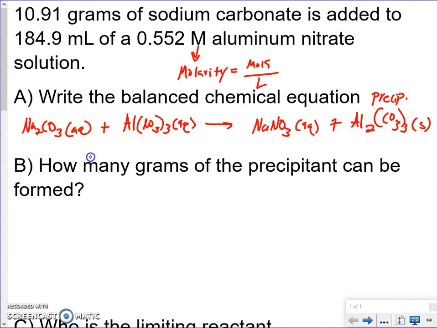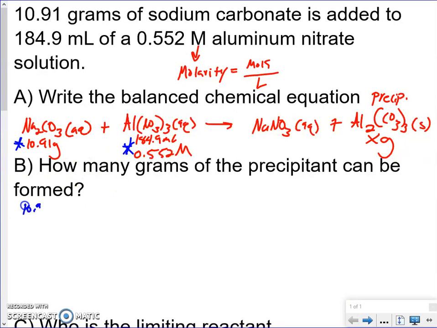Now, we're then asked to figure out how many grams of precipitant can be formed. Well, if we go through and break down what we know, we have 10.91 grams of sodium carbonate. We have 184.9 milliliters of a 0.552 molar solution, and we're being asked to find the mass of the precipitant. So because we have these two starting values, we know we're dealing with a limiting reactant problem. So to figure out how many grams of the precipitant are going to be formed, we need to take both of our reactants to the product and figure out how much product can be made from both of them. Then we can compare them.